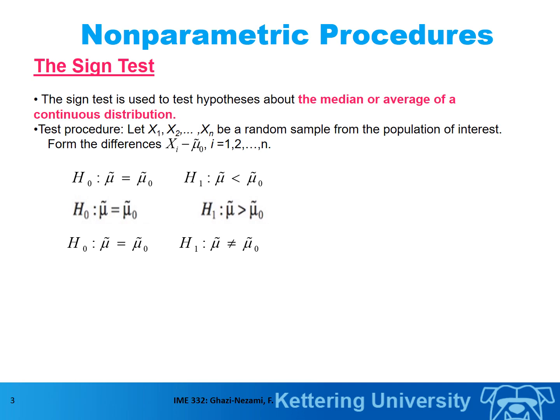In these cases, I do not have the assumption of normality for the population that I take my samples from. So if I want to run the sign test, I need to form the differences between each individual observation and the hypothesized value. And afterwards, all I care about is the sign of that difference. So let's look at one example.